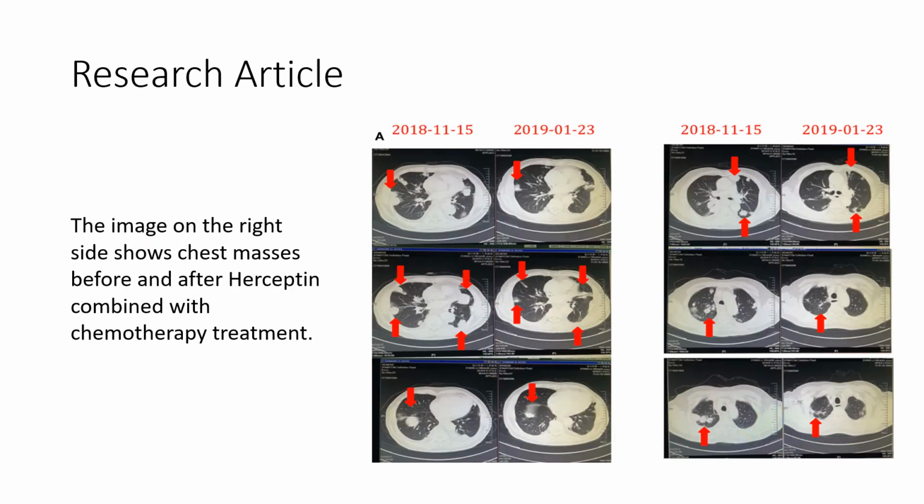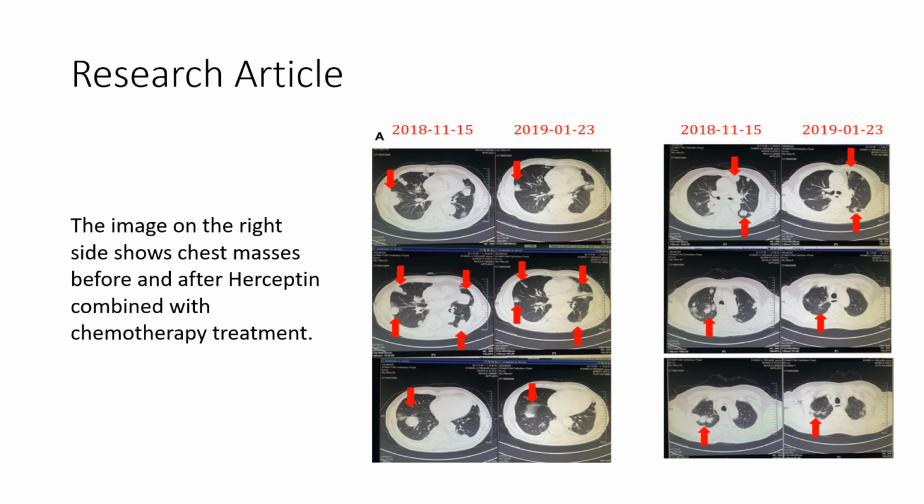Continuing on from the previous research article, I wanted to include a visual aspect of what is occurring during this treatment. On the right side here, we have an image showing a cancer patient of esophageal cancer. What is happening here is how the chest masses before and after Herceptin combined with chemotherapy end up decreasing over time. So these arrows help indicate where the tumor is at.